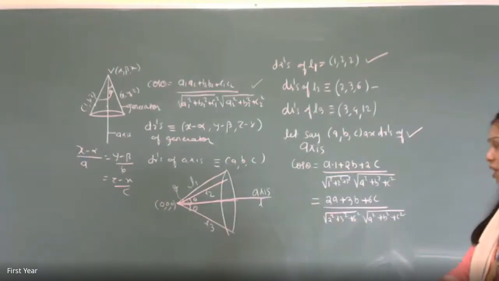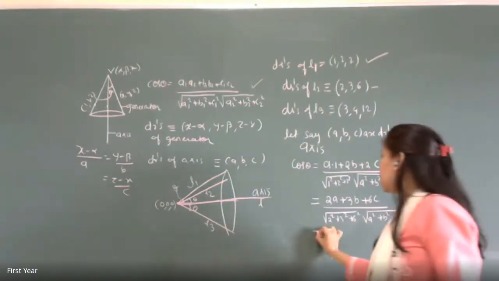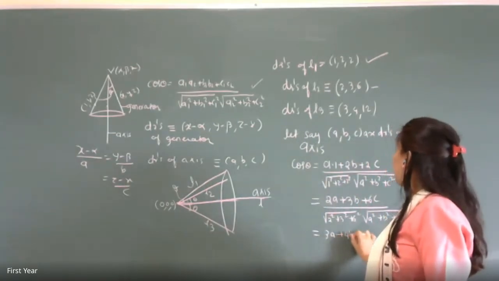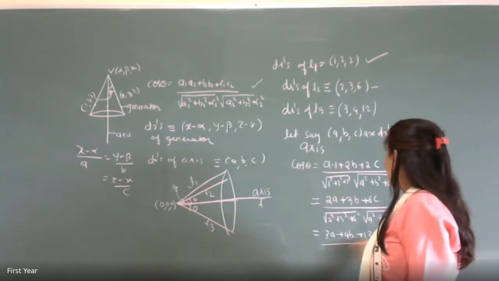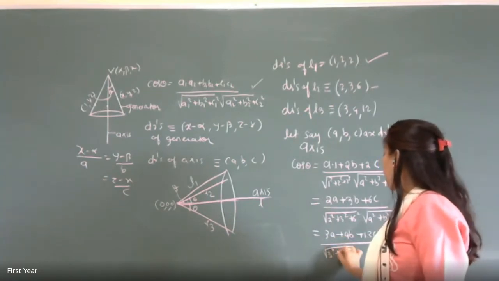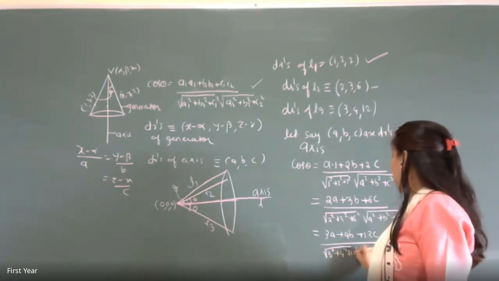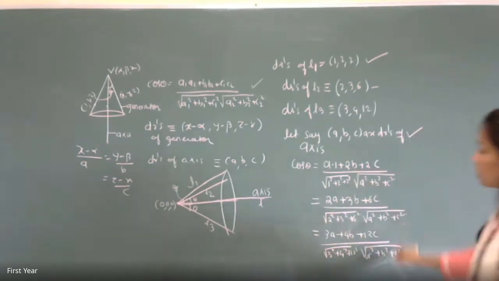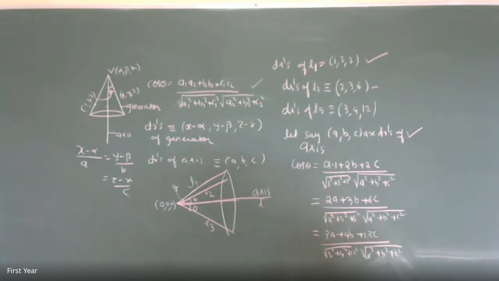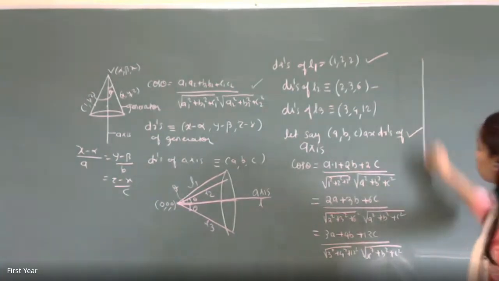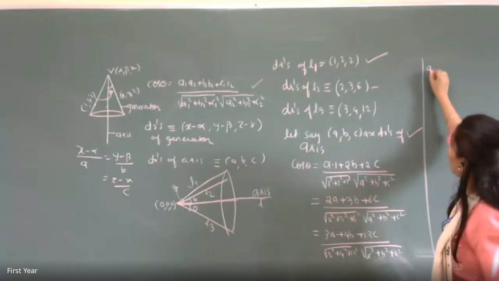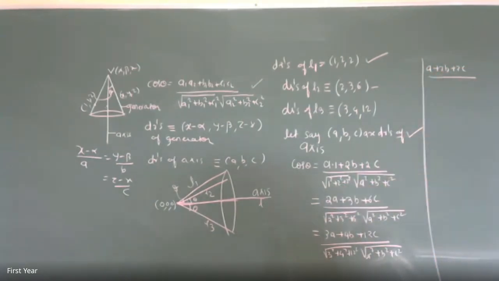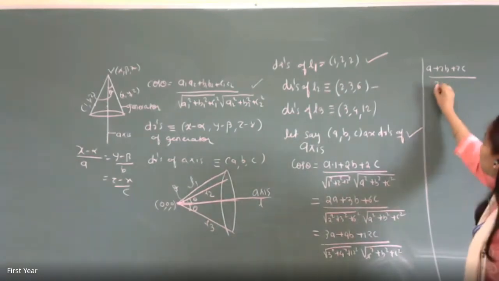This is one way, that is another way. Then the third is 3A plus 4B plus 12C upon the square root of 3 square plus 4 square plus 12 square into the square root of A square plus B square plus C square. I will use these three equations to get the values of A, B, C. So let me rewrite these equations properly. I have A plus 2B plus 2C upon, what is this? 4 plus 4 plus 1, the square root of 9 is 3. Correct?